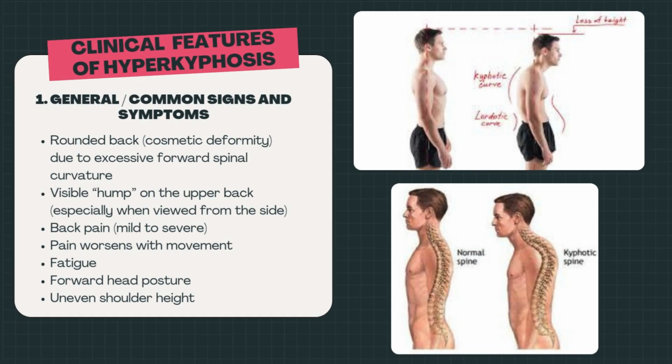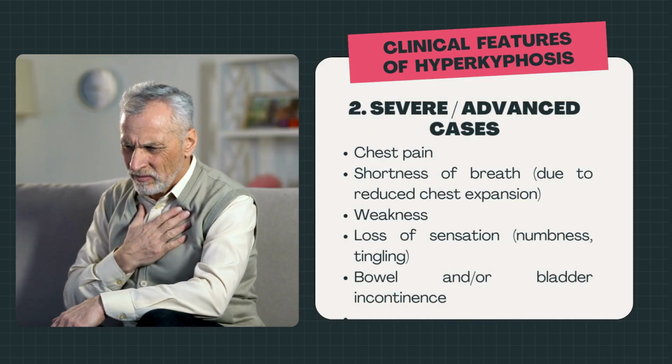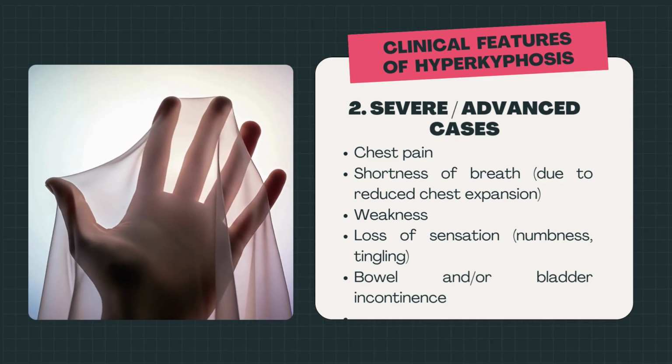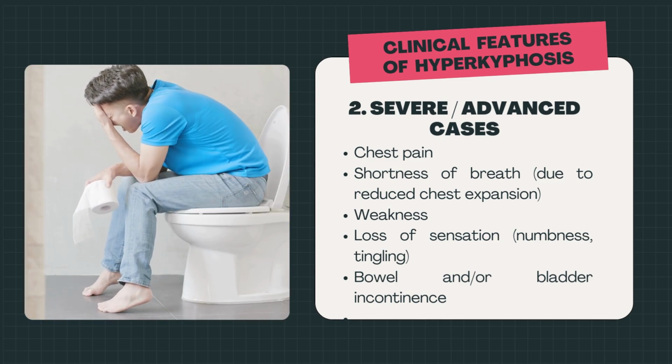Clinical features of hyperkyphosis. 1. General, common signs and symptoms. Rounded back, cosmetic deformity, due to excessive forward spinal curvature. Visible hump on the upper back, especially when viewed from the side. Back pain, mild to severe, pain worsens with movement. Fatigue, forward head posture, uneven shoulder height. 2. Severe, advanced cases. Chest pain, shortness of breath due to reduced chest expansion, weakness. Loss of sensation, numbness, tingling, bowel and/or bladder incontinence.